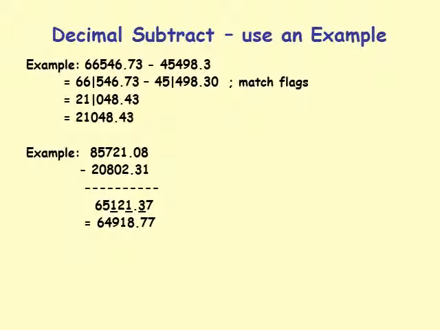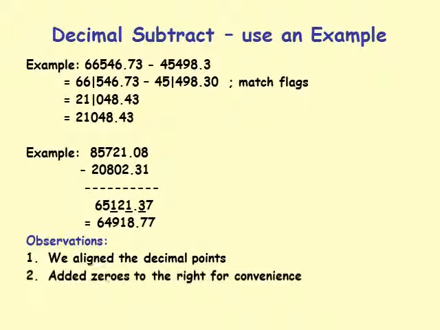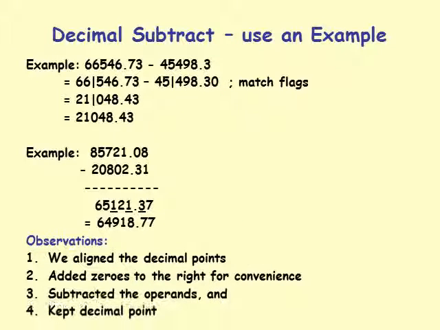Let us continue here. Observations. We align the decimal point. We just aligned here. We align here. Right here, align the decimal point. Add zeros to the right for convenience. We added a 0 here for convenience. Since we are doing subtraction, we subtracted the operands and kept the decimal point.